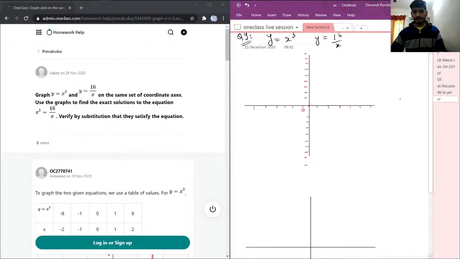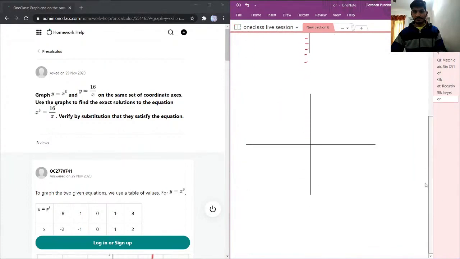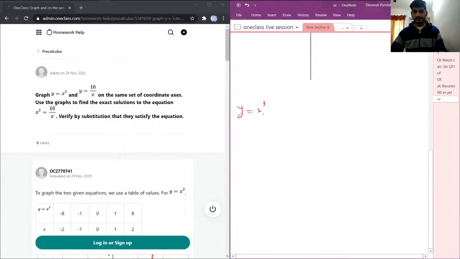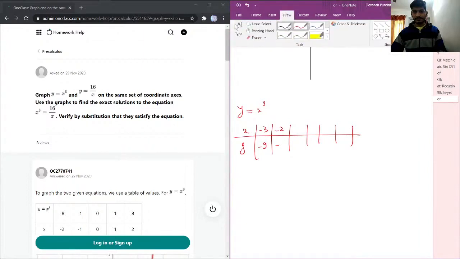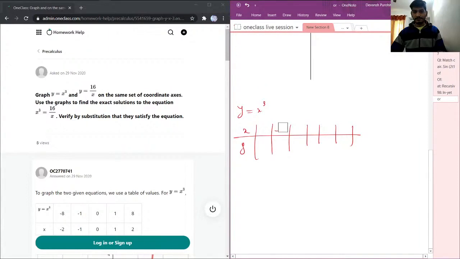So let's just find a few values for y equal to x cube. For y equal to x cube, I'll put x as 0. For x as negative 3, then this will be negative 9. Okay, this is cube, not square. I got confused. So for negative 2, I have negative 8. Negative 1, negative 1; 0, 0; 1, 1; 2, 8.